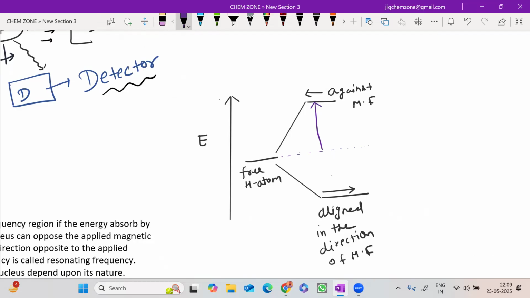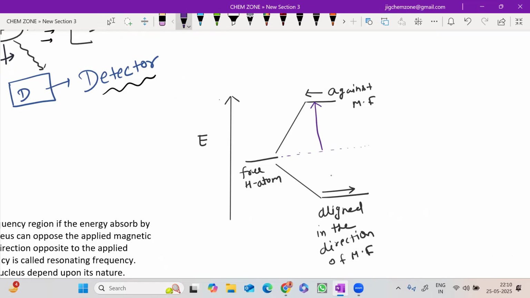अब in which frequency region they will absorb, that depends upon the nature of the nucleus. So different nuclei require different amounts of energy to flip. And it is also possible that not all the nuclei absorb in this region. So you can say they never flip, so they are NMR inactive. Correct?